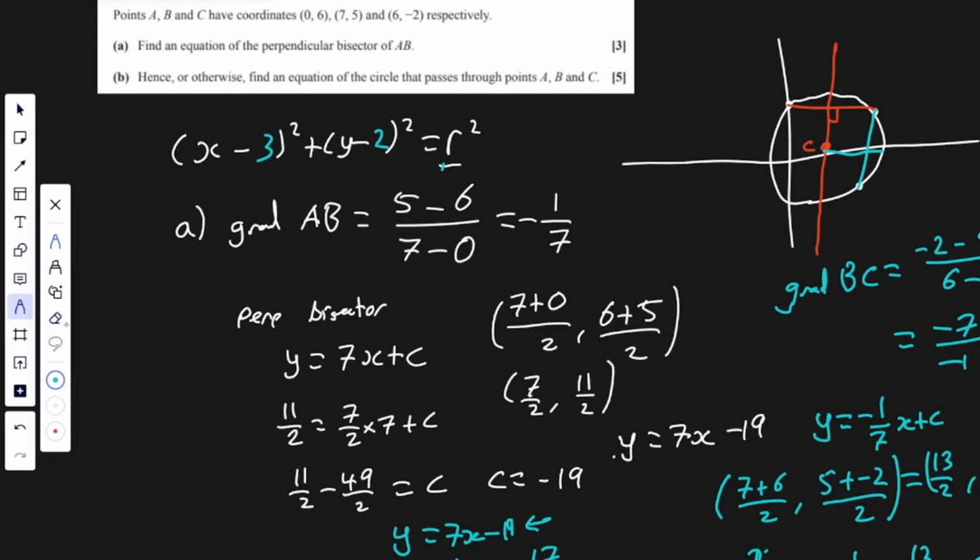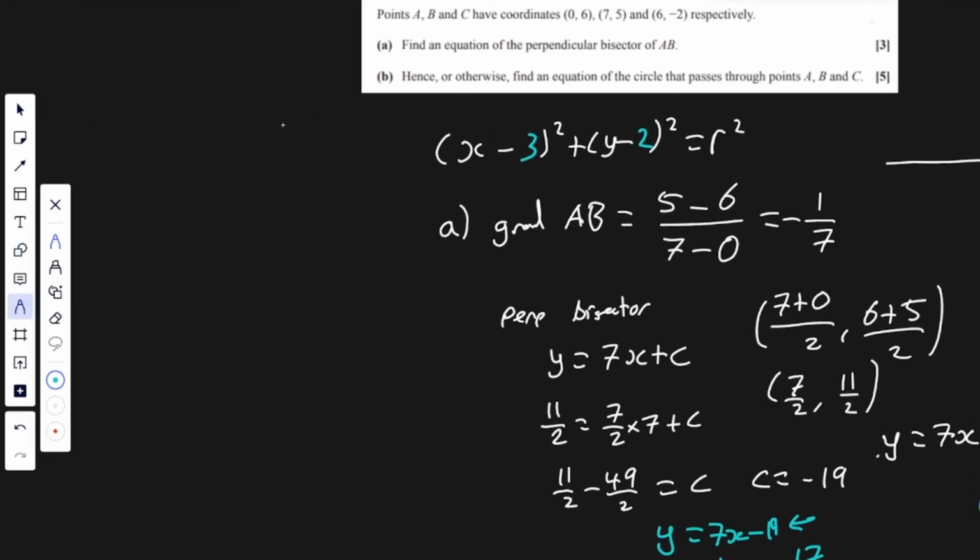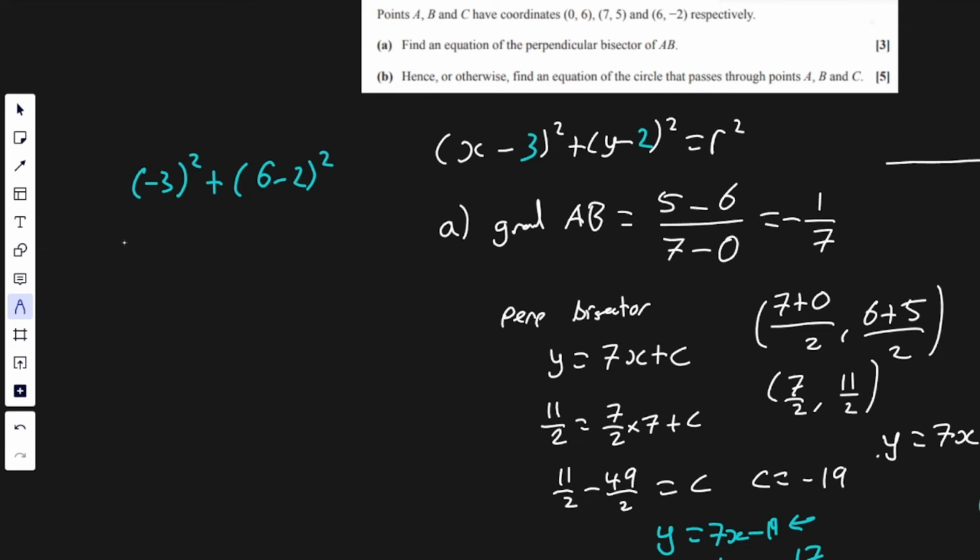We need a point that our circle passes through. Well, actually I've got 3 points, so let's put them in. We'll do that on the side here. I'll put the 0, 6 in. That looks the nicest one to put in. So we have minus 3 squared plus 6 minus 2 squared, which is equal to 9 plus 16, which is 25, which is r squared. So we get our circle is x minus 3 squared plus y minus 2 squared equals 25.